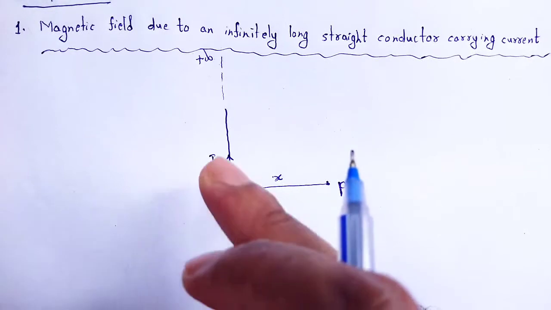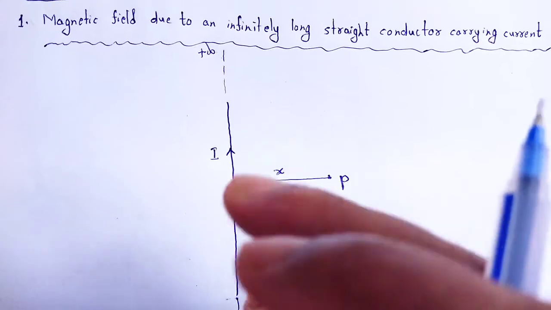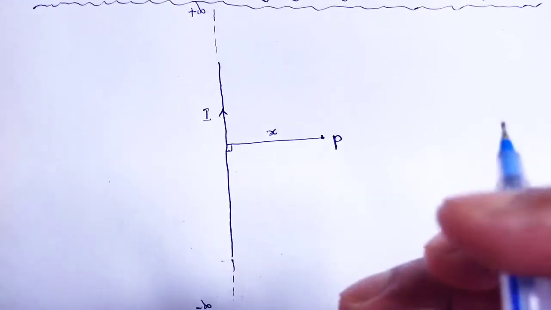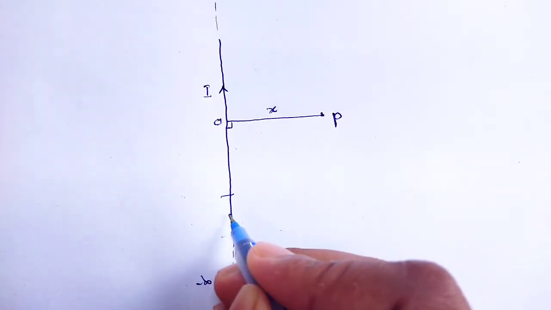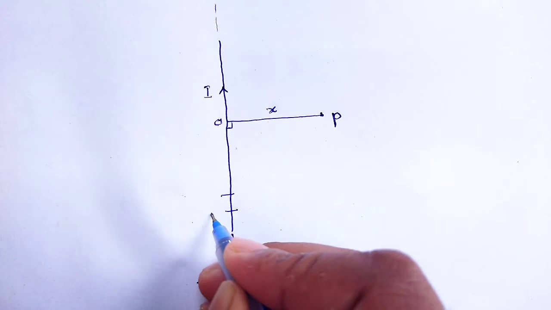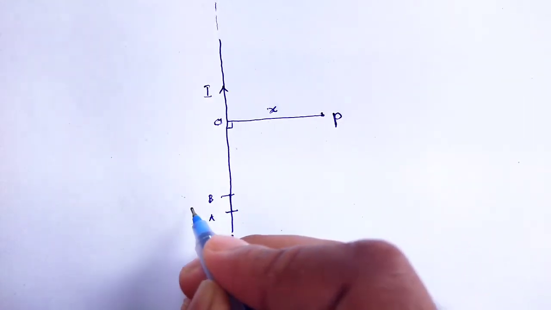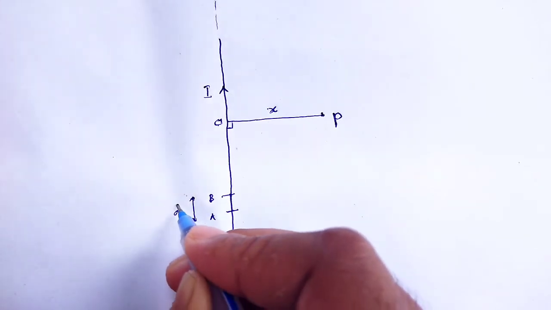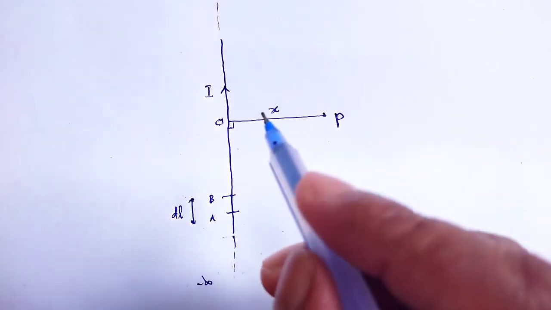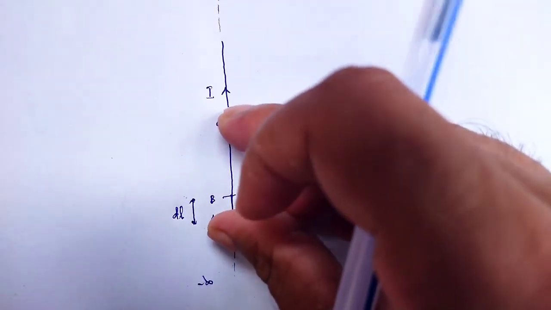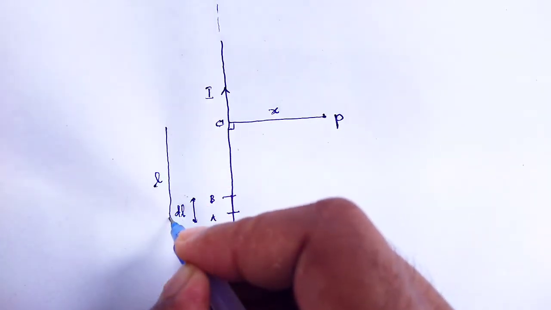Let the conductor be divided into a large number of current elements, and consider one such element AB, of length dl. The current element will be I dl, and it is at a distance of l from O.